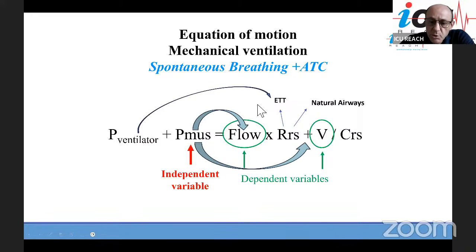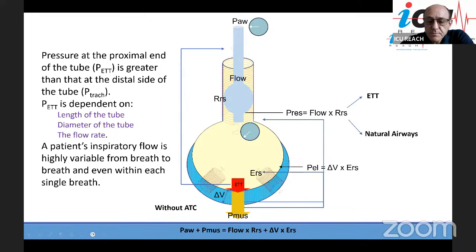And we're going to explain it in a different way. So this is the patient. The natural airways here. We have the ET tube. And if you measure the pressure before the ET tube here, and after the ET tube, you will see that there is a pressure drop. This pressure drop is related to the pressure needed to overcome the resistive load of the tube.